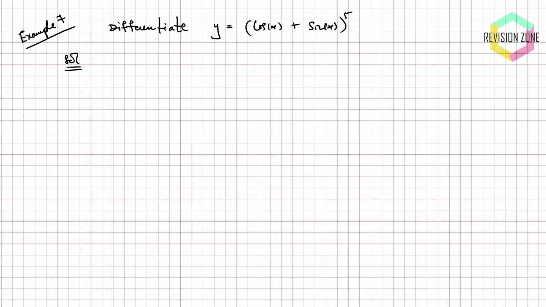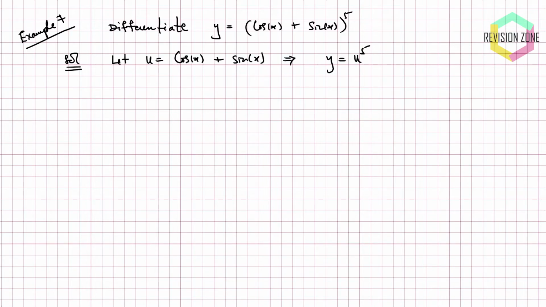We've got cos x plus sin x all raised to the power 5 to be able to differentiate. And obviously this without the chain rule would be quite hard to do as well. So we're going to use Leibniz notation. So we're going to say let u equals cos x plus sin x. So since we have that, then my y just becomes u to the power of 5.